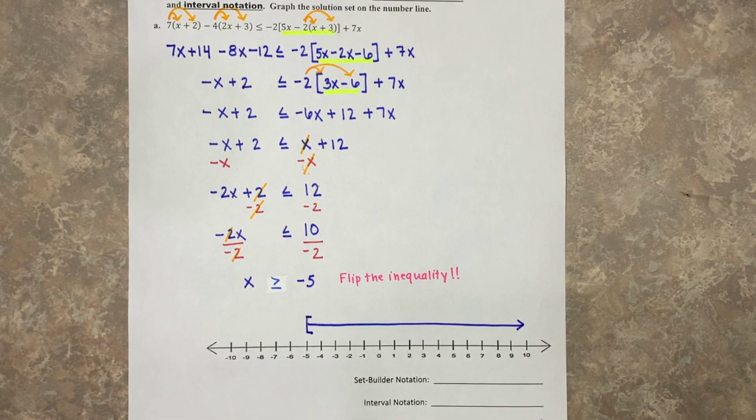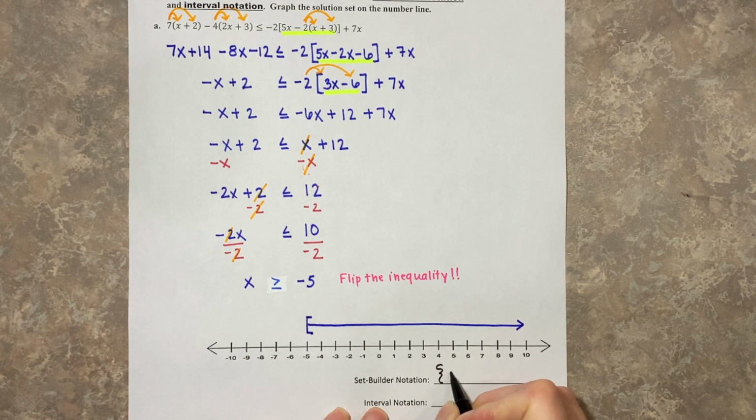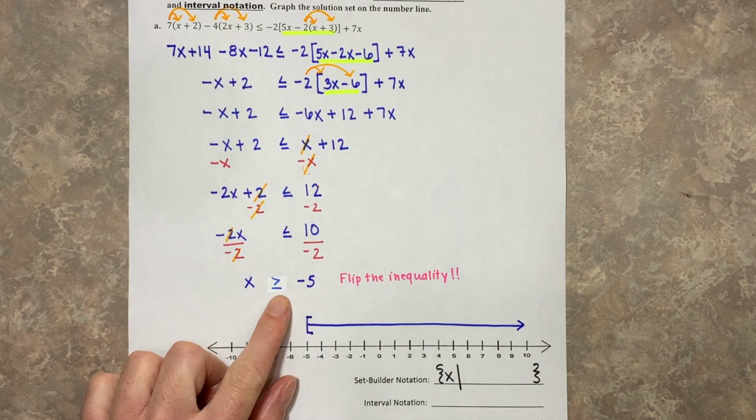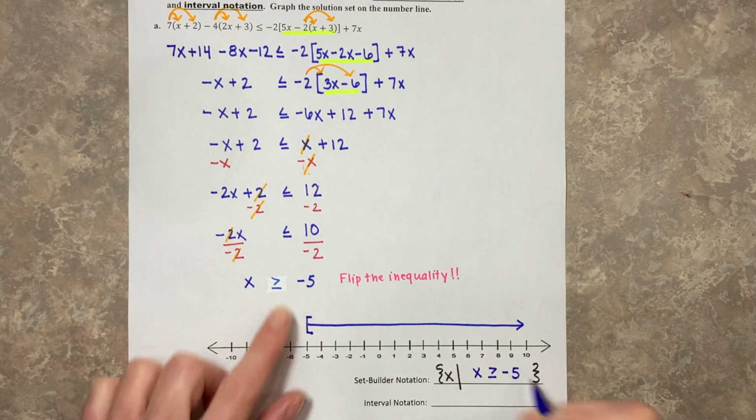Now to write our answer in set builder notation, we start with that general outline, which looks like this, and then we insert the inequality in this blank space here. X is greater than or equal to negative 5.